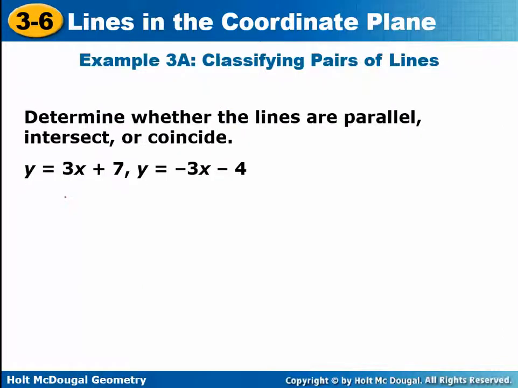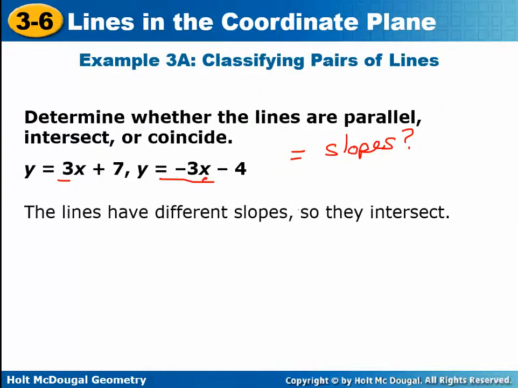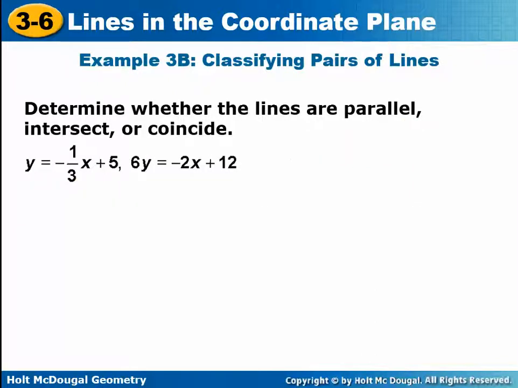They're both written in slope-intercept form. That's good. That's our first step done. We have to see about their slopes and we have to see about their y-intercepts. Are their slopes the same? One has 3, one has -3. If they have different slopes, they only have one option. They must be intersecting. That's it. If they have different slopes, they intersect. You don't even have to worry about the y-intercepts.